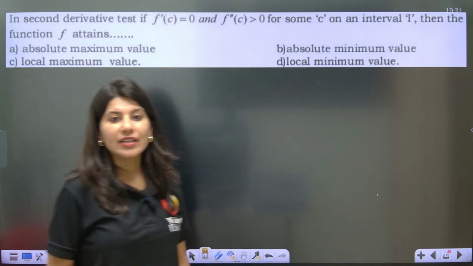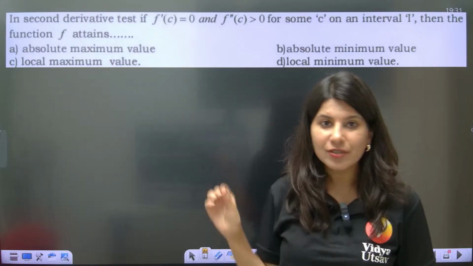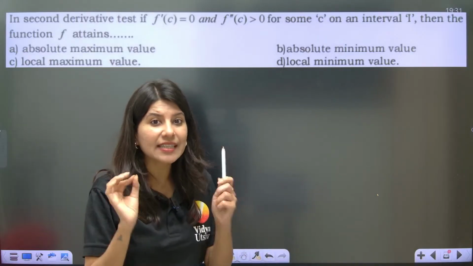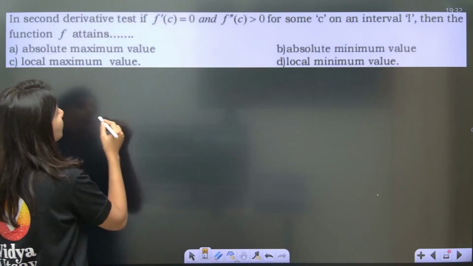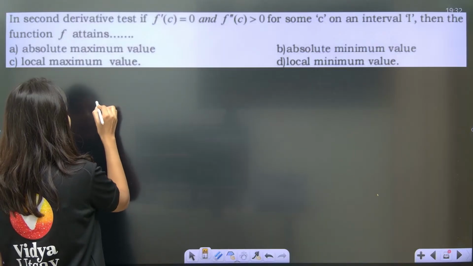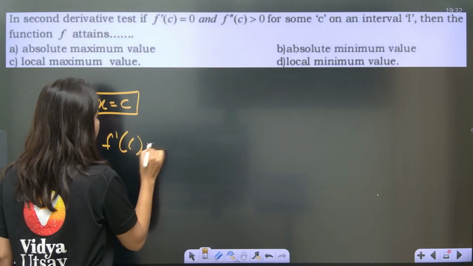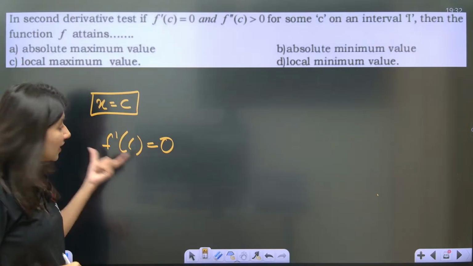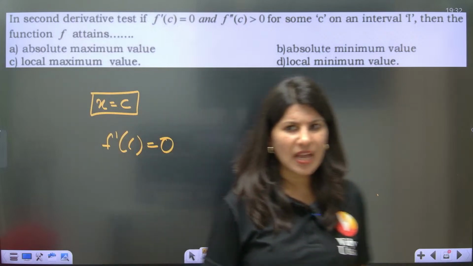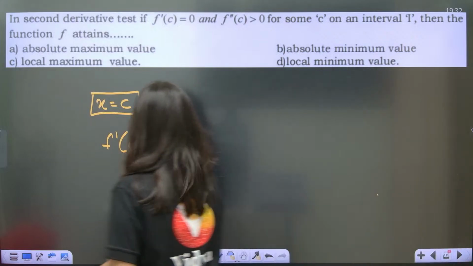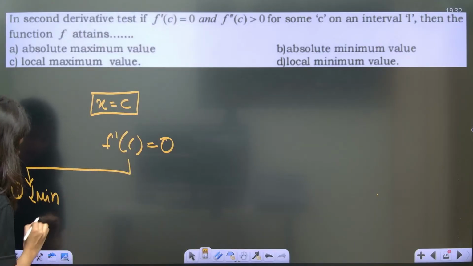In the second derivative test. I'm not going to read the question. First of all, I'm going to revise what exactly the second derivative test says. Suppose you are having x equals to c. This is a point. Your f dash c is becoming 0. That means you are having three options. If your f dash c is becoming 0, then possibility number 1 is that you are going to have local minima.